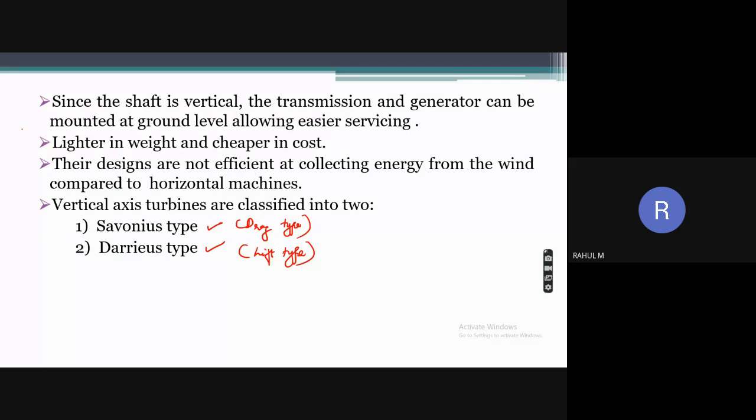Okay, so these are the main important things. That is lighter in weight, cheaper in cost. Okay, so these are not efficient at collecting energy.